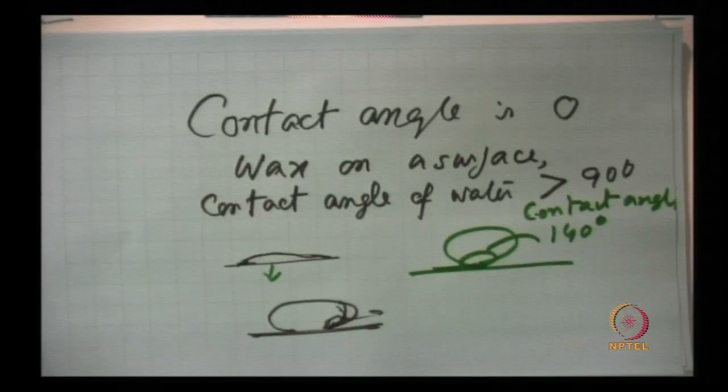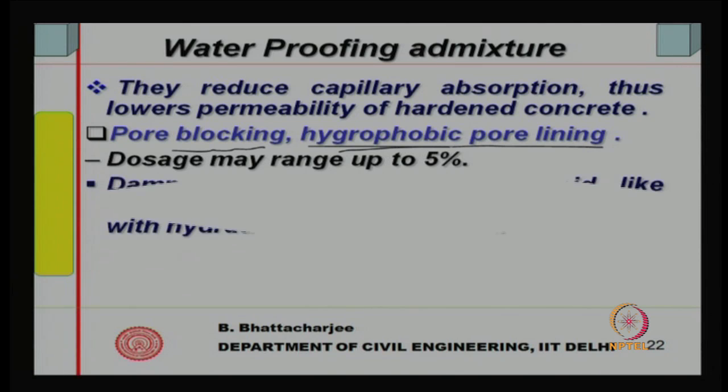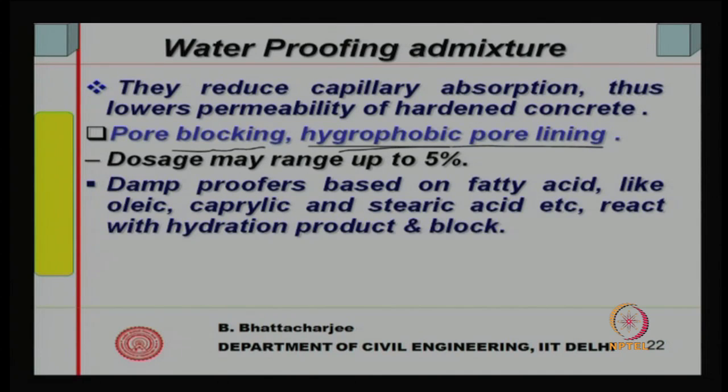So, therefore, hydrophobic pore lining uses this principle. Pore blocking is simply blocking the pore. Dosage may range up to 5%. These damp proofers are based on fatty acids, oleic, caprylic, stearic acid, etcetera, which react with the hydration product and block. That means the pore blocking product will react with the substrate, mainly the calcium hydroxide, and produce CSH-like product which can block the pore.